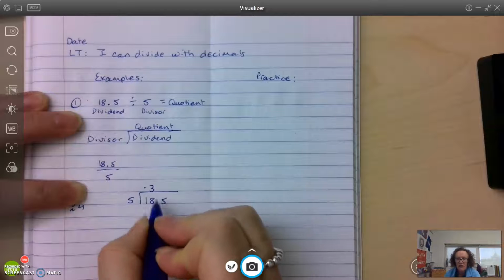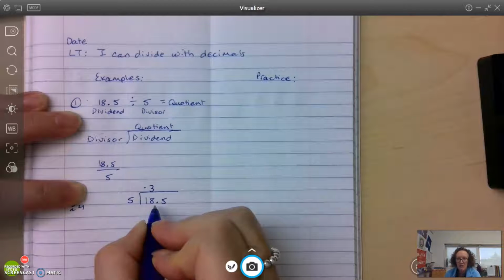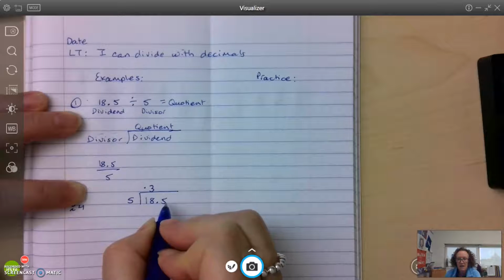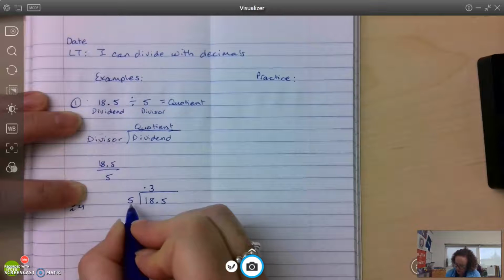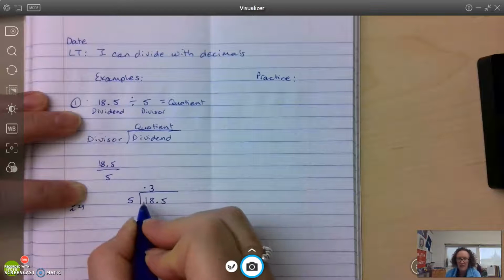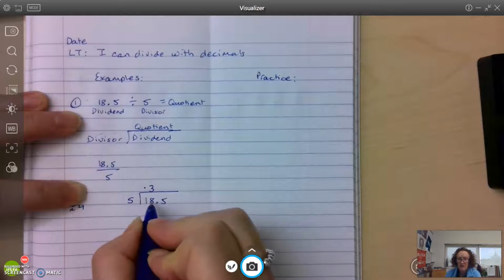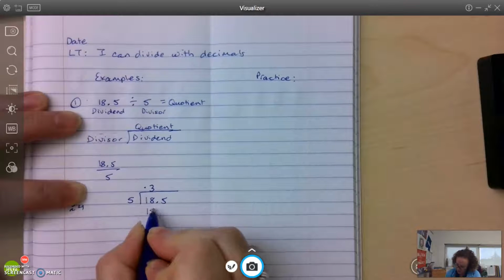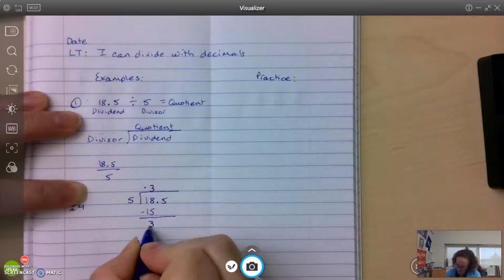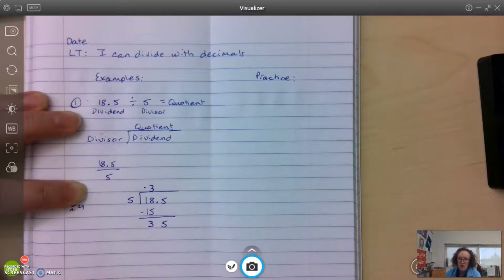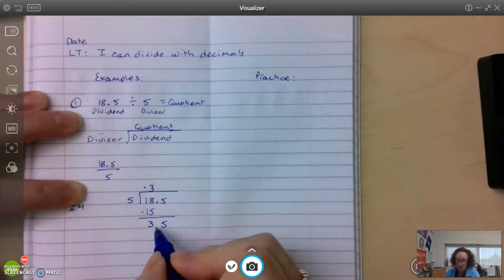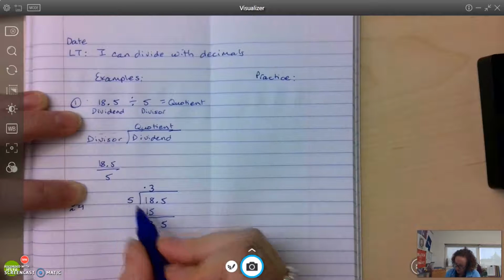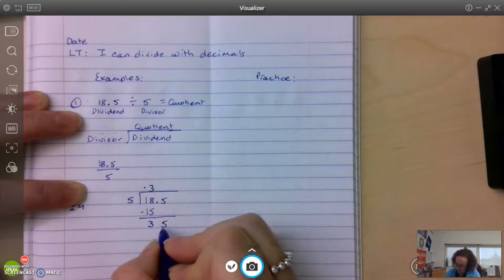I have to be really careful when I'm dividing with decimals that I am lining up my digits correctly, because I will also be lining up my decimal points eventually. So I want to make sure that that 3 is above the 8. It's not above the 1 because 5 doesn't go into 1 3 times. 5 goes into 18 3 times. Then I'm going to multiply. 3 times 5 is 15. Then I'm going to subtract and carry down. Notice that I did not carry down the decimal point. Then I'm asking myself how many times does 5 go into 35, and the answer there is 7.